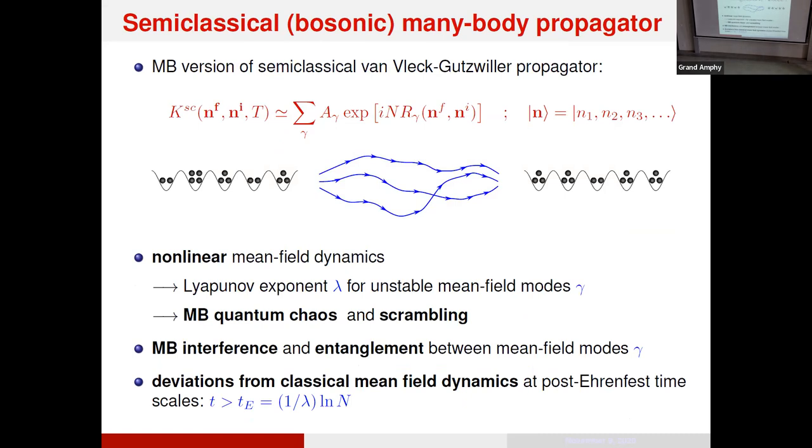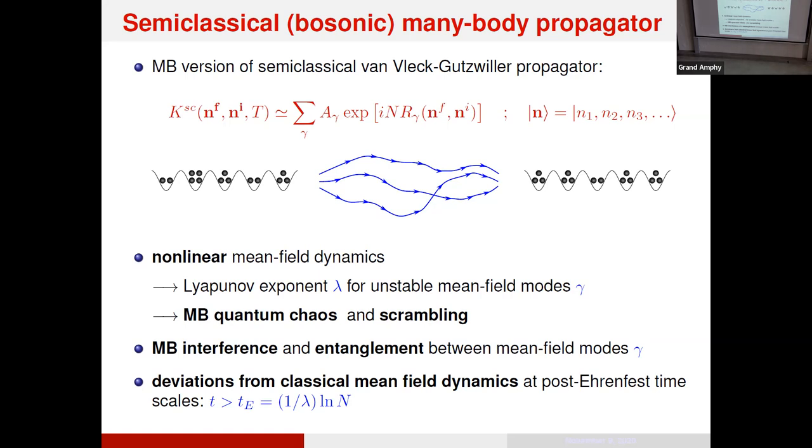Here it's the same. We are now, however, just one level higher. The lambda here is no longer the single particle Lyapunov exponent, but it is the Lyapunov exponent describing the instability of my mean field modes. And we know h effective, or S over h, is now our N. If we put here, say, a macroscopic system, N is 10 to the 23, but the log is then just order 30, 40 times the inverse Lyapunov exponent, an extremely short time scale, even for a macroscopic system.